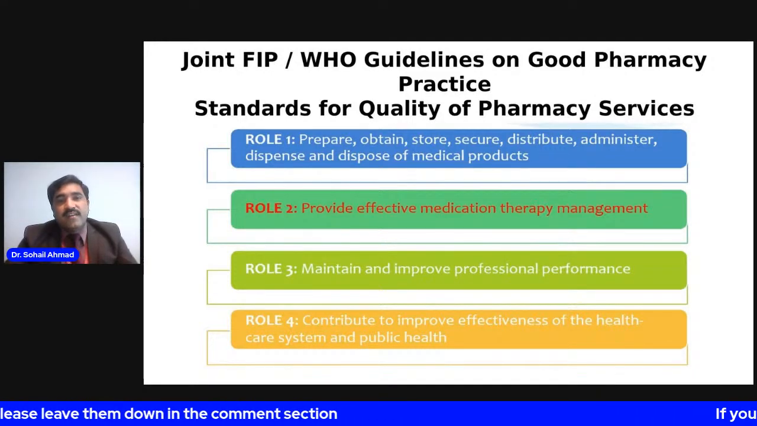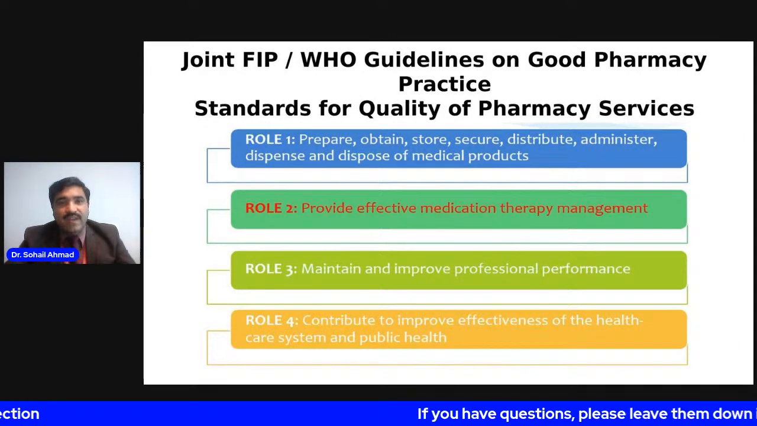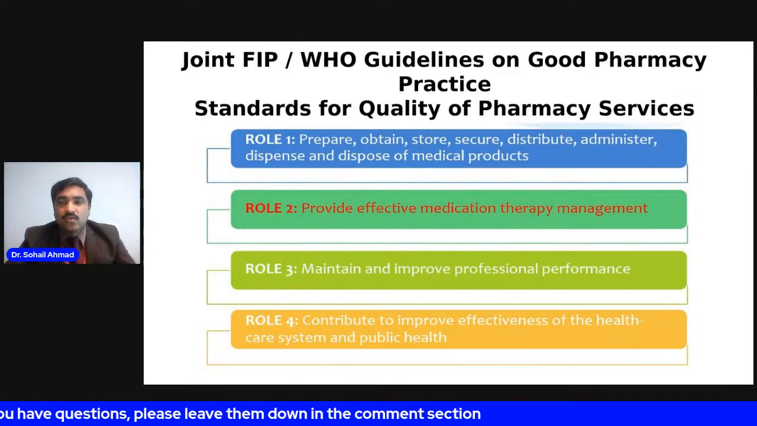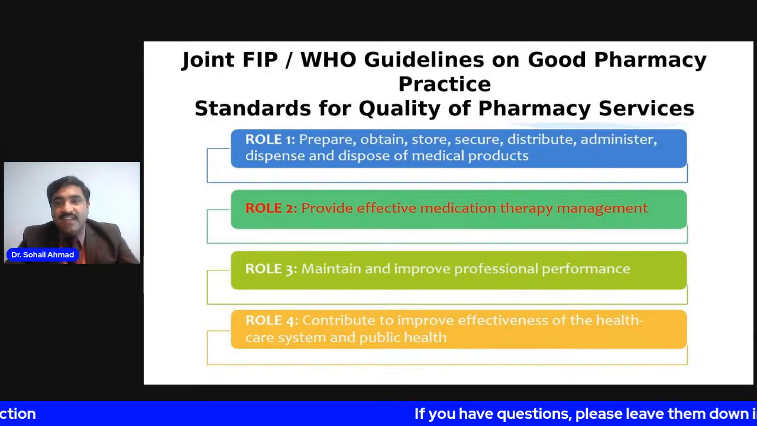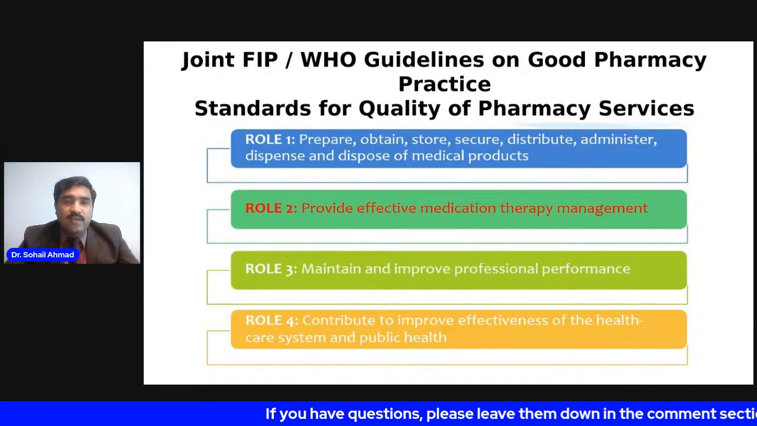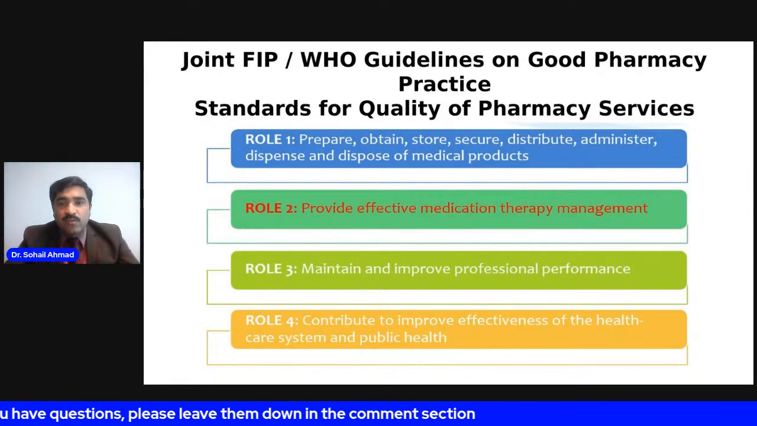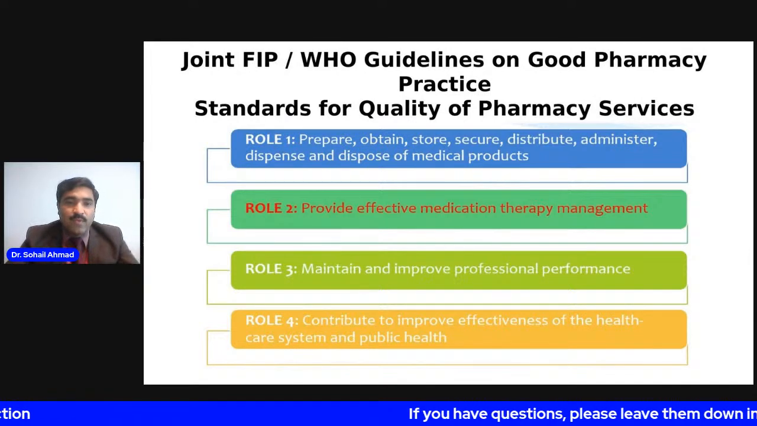WHO and joint FIP came up with the guideline of good pharmacy practice. So they set four roles for the pharmacists. Role one is to prepare, obtain, store, secure, distribute, administer, dispense, and dispose of medical products. Role two is to provide effective medication therapy management. Role two is critically missing especially in developing countries. Role three, maintain and improve professional performance. And lastly, role four, contribute to improving the effectiveness of the healthcare system and public health.